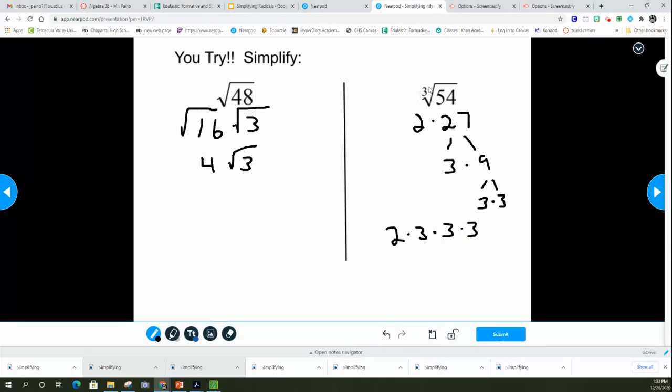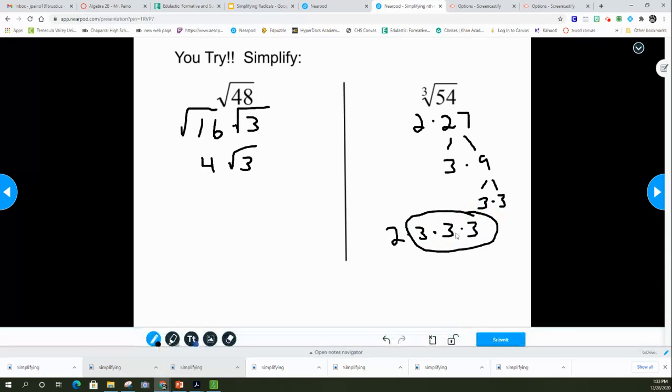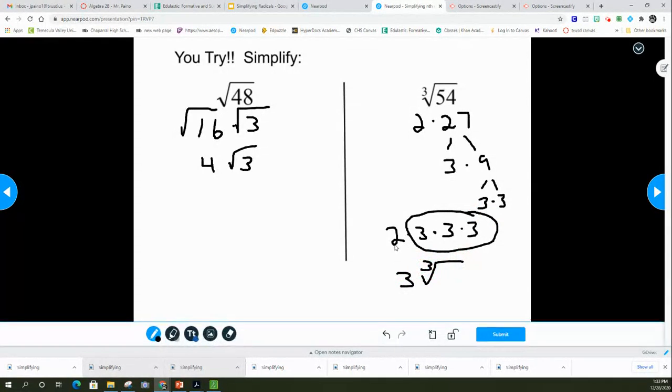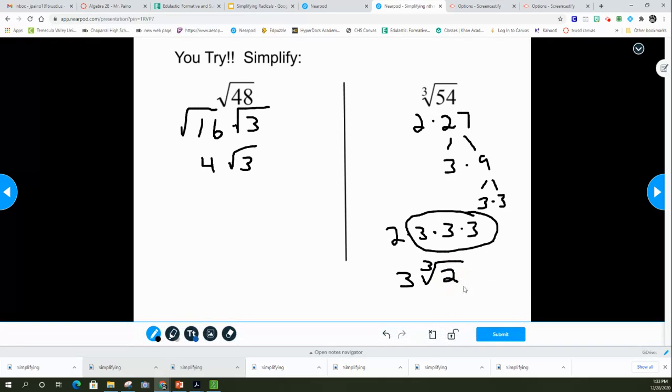So does anything show up 3 times? My index number is 3, so I have 3 3's. So that prime factor is going to go on the outside of the radical. And then whatever is not circled here, the 2, stays on the inside. So the cube root of 54 is 3 times the cube root of 2.